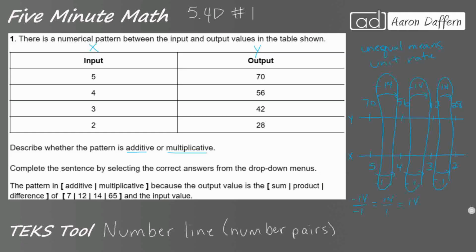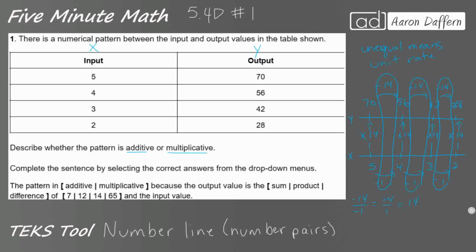So depending on where you start, we always start at the x because that's our independent value. If you go from 5 up to 70, you're going to multiply by 14. Or if you were, for some reason, to start at the 56 and go down to the 4, you would divide by 14 because those two are inverse operations. So we have a multiply by 14. That is our pattern. And we see that in our 14 over 1. And we know it's multiplicative because it's uneven. The x's are changing by 1s, the y's are changing by 14.